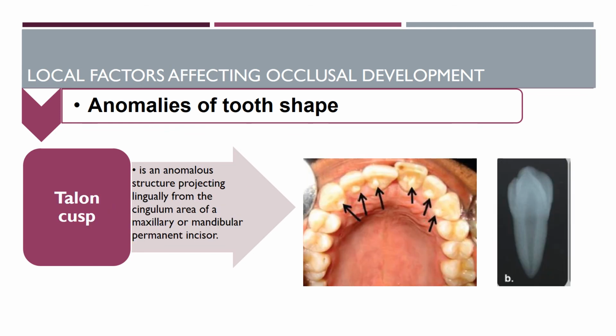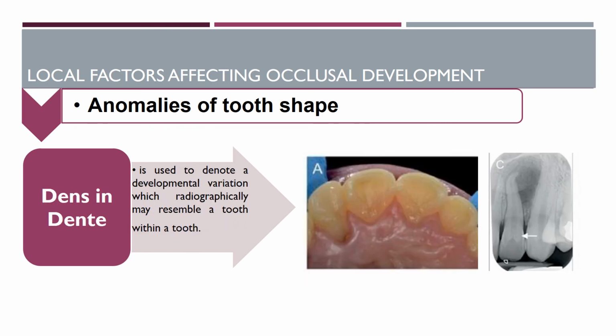The talon cusp is an anomalous structure projecting lingually from the cingulum area of a maxillary or mandibular permanent tooth, especially in the incisors. It might interfere with proper occlusion. Its grinding invariably leads to pulpal exposure, necessitating root canal treatment. And finally, dens invaginatus is used to denote a developmental variation which radiographically may resemble a tooth within a tooth.